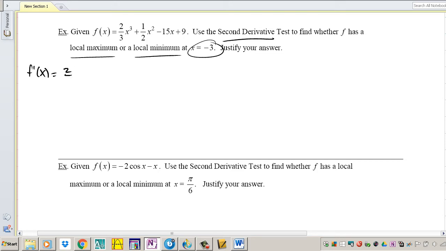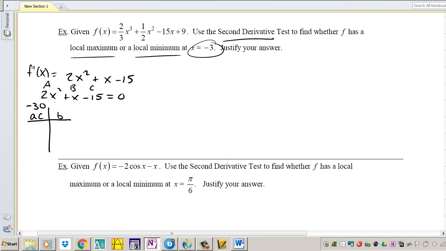F prime of x, using the power rule, becomes 2x squared plus x minus 15. Setting it equal to 0, you should get a quadratic, and sometimes these quadratics are not so obvious to solve, so I'm going to use the AC-B trick. A times C, B. So this is A, this is B, this is C. What is A times C? That's negative 30. My B is a positive 1. That means that my smaller factor has to be a negative.